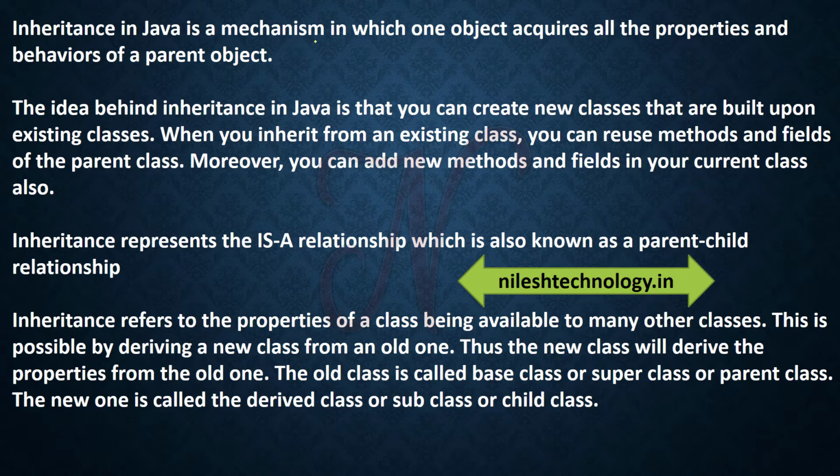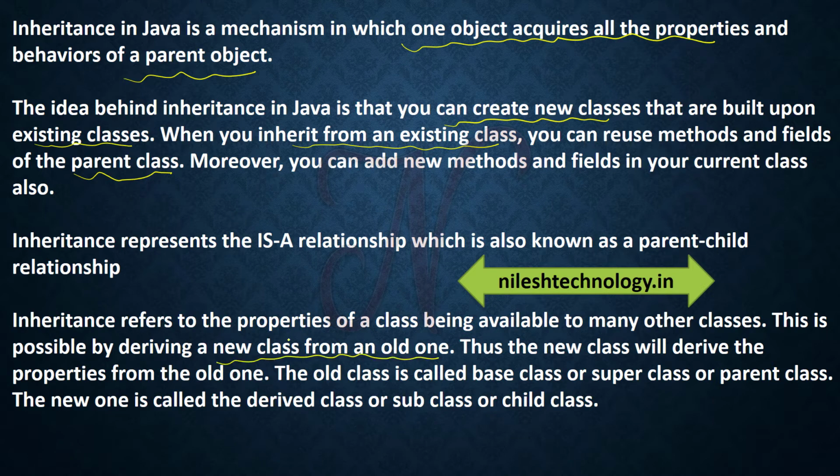So in Java, one object acquires all the properties and methods, which are used by other objects. So it is called inheritance. You can create a new class that is built upon existing classes. When you inherit from an existing class, you can reuse the methods and fields of the parent class. The previous class is called the parent class and the new class is called the child class.